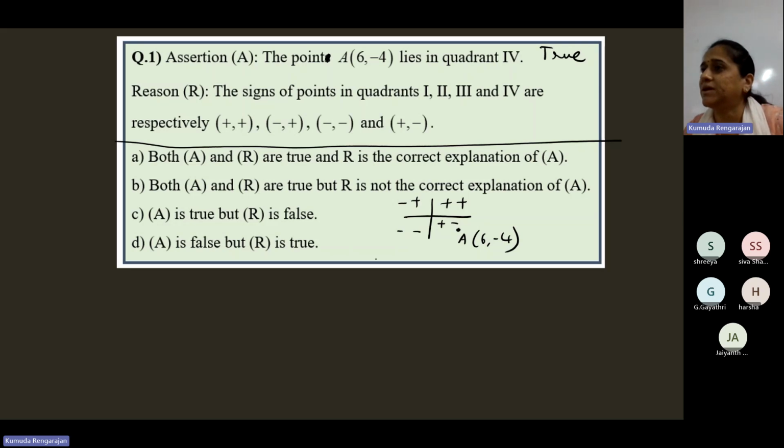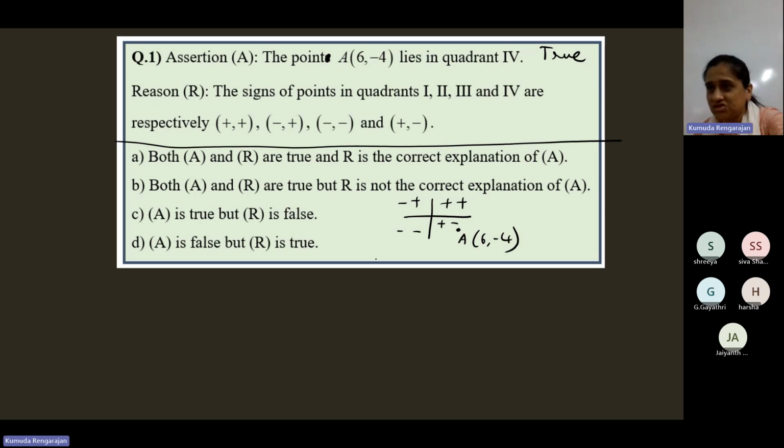Now, supposing the reason statement was: origin is the point where the x-axis and the y-axis meet. Assertion is true, reason is true. But the reason is not talking about the assertion statement, or the reason is not an explanation for the assertion statement.